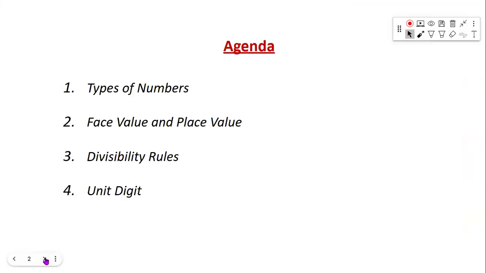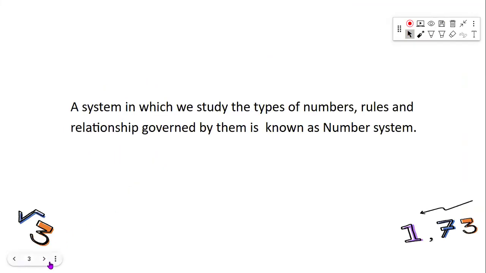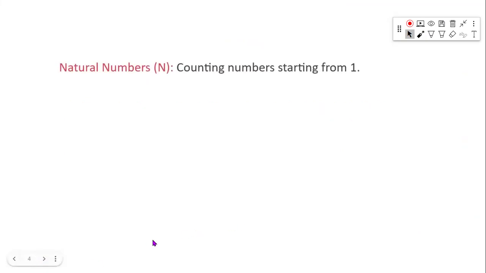So what all we will discuss under this chapter is types of numbers, face value, place value, divisibility rules, and unit digit. So a system in which we study the types of numbers, their rules and relationship governed by them is known as number system. Okay, so nobody is going to ask you any definition, but generally try to know what it is.